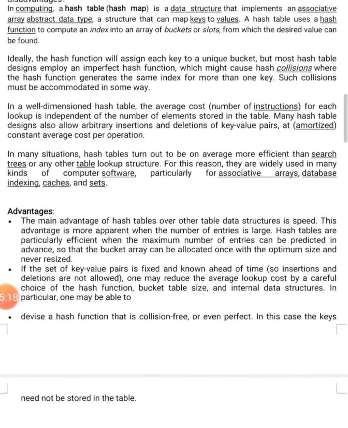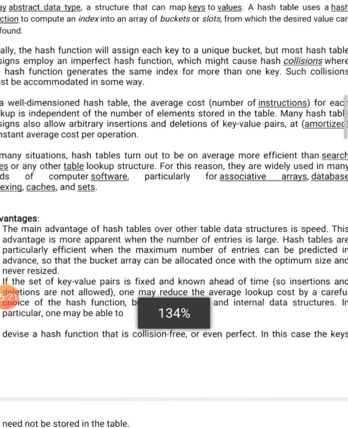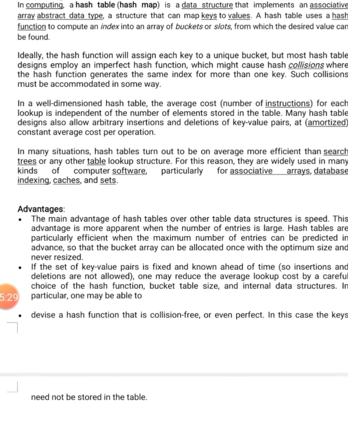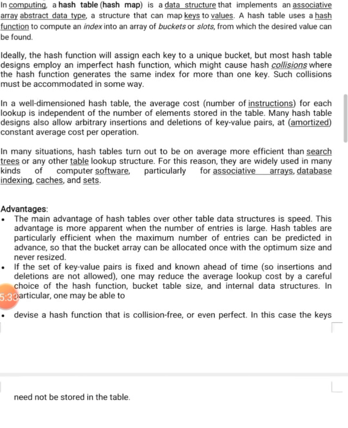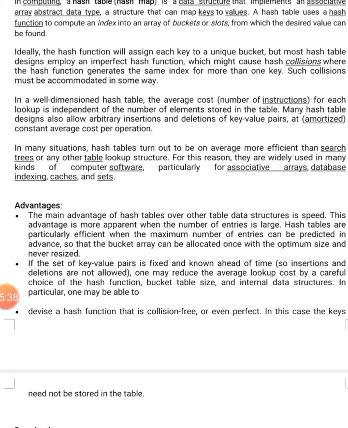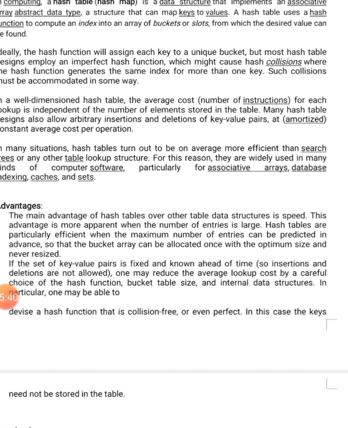Third one is explain the concept of hash table organization with its advantage and disadvantage. In computing, a hash table or hash map is a data structure that implements an associative array abstract data type, a structure that can map keys to values. A hash table uses hash functions to compute an index into an array of buckets or slots from which the desired value can be found.